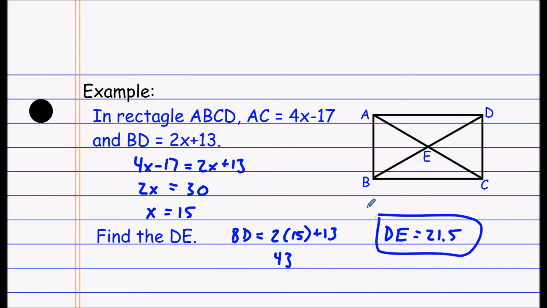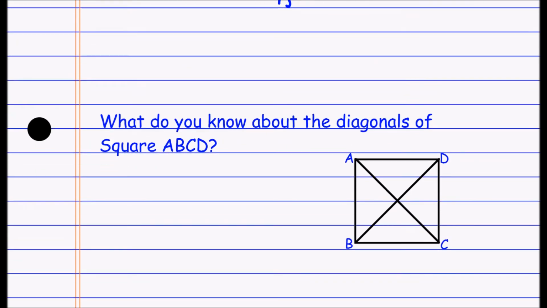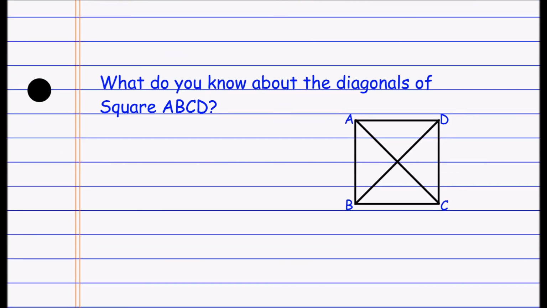Okay? And so again, just because it's a rectangle doesn't mean it loses those properties of the parallelogram. It still has all those, but in addition to that, it's got the special property of the diagonals being congruent. Okay? And so here's the thing I want to ask about a square. You have to understand that a square is a parallelogram, a rectangle, and a rhombus all at the same time.